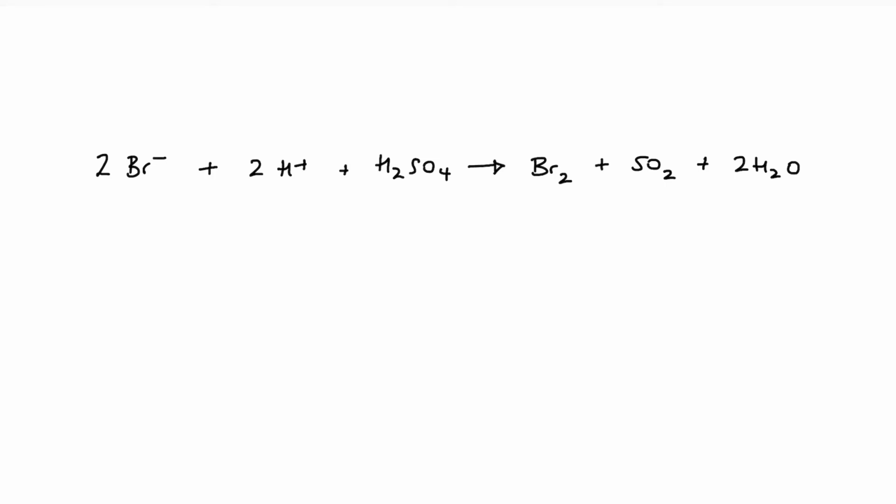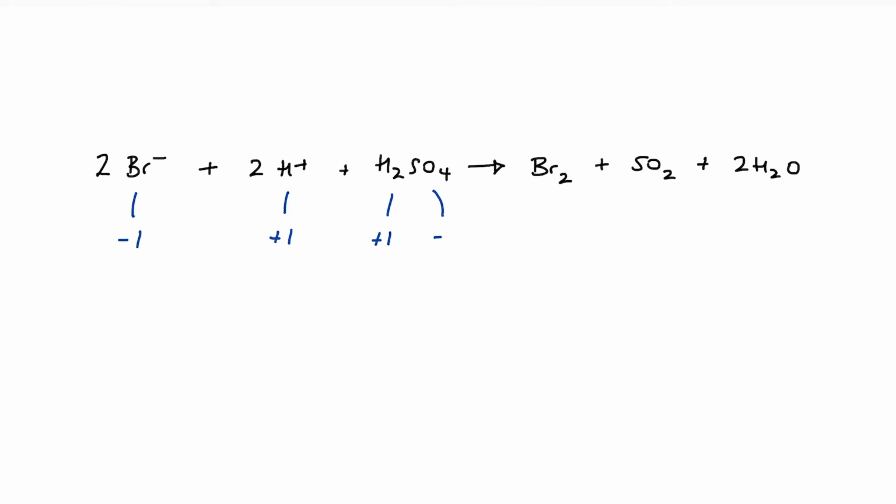So bromide, it's a simple ion. Oxidation state is the same as the charge on the ion, so it is -1. Hydrogen here, simple ion, +1. Hydrogen in sulfuric acid, well, hydrogen nearly always has an oxidation state of +1 unless it's a metal hydride. That's not the case here. So hydrogen there is +1.